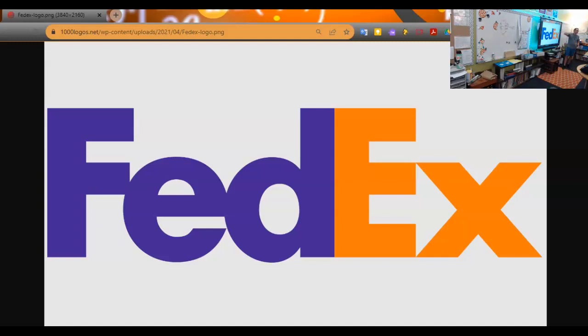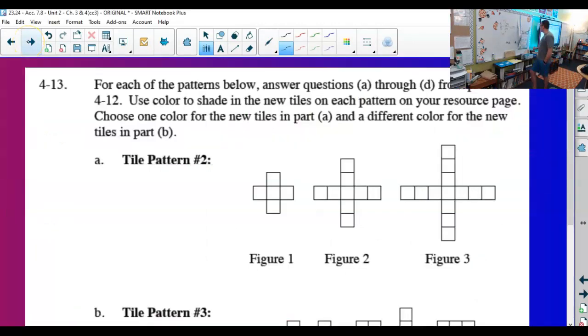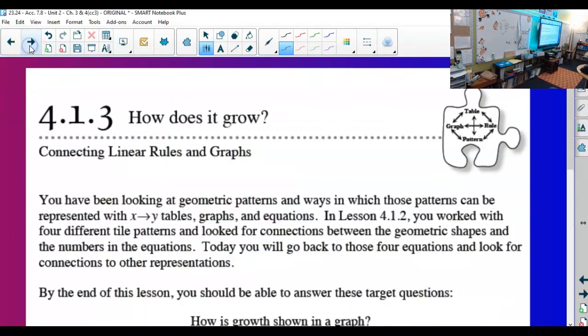FedEx has one of the best logos. Amazon's is pretty good too because it's A to Z, and it's kind of like a smiley face. But yeah, FedEx has one of the best logos. All right, moving on. Owen? Nope, moving on. Yeah, I know. I heard you trying to say it. I ignored it on purpose.